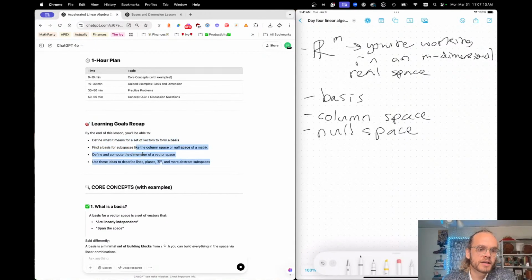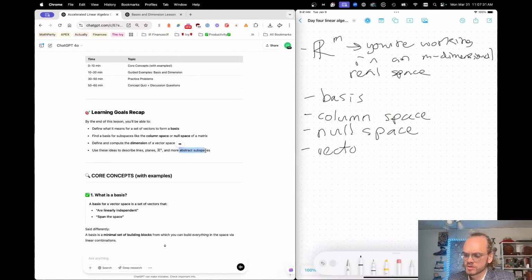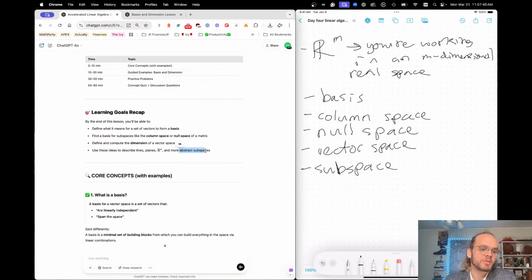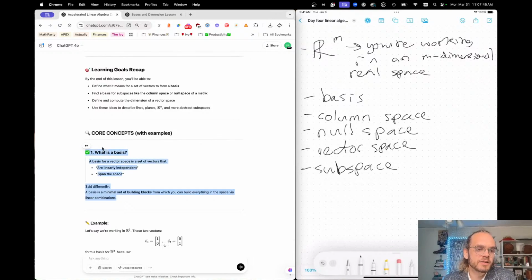So I need to define and compute the dimensions in a vector space. So I need to figure out what that means to a vector space. Use these ideas to describe lines, planes, the set, an n-dimensional space, and more abstract subspaces. So I need to also understand what a vector space is and a subspace. Obviously, a subspace sounds like it's a space within a space, but I'd like to see if there's more formal understandings of that I can get.